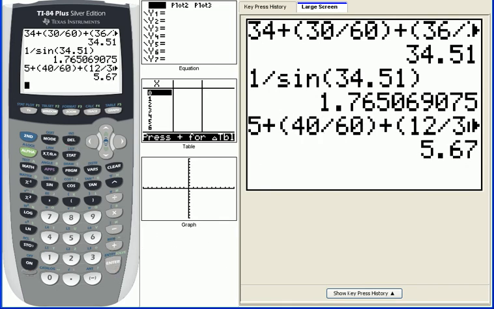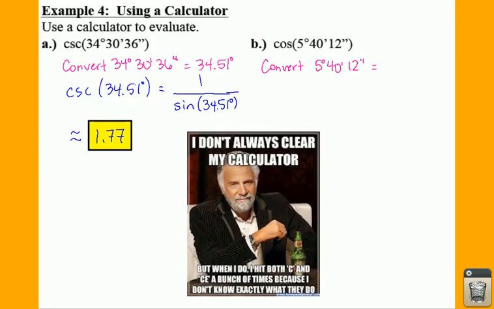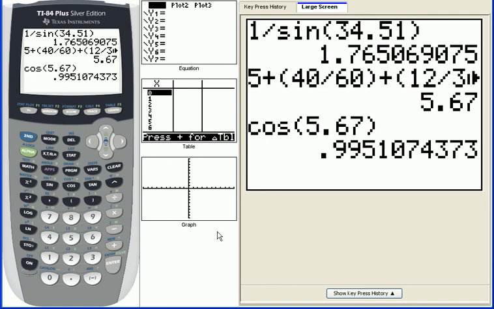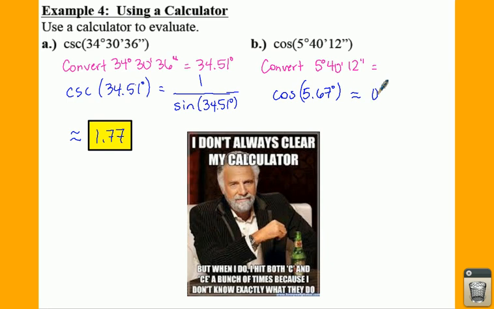So you have 5.67. So we're going to find the cosine of 5.67 degrees. Now you don't have to make this a 1 over anything, because cosine is an actual function on your calculator. So if we find the cosine of 5.67 degrees, that's 0.995. So we'll actually round this one out to 3 decimals. So that's going to be 0.995. Close to 1, but not quite.